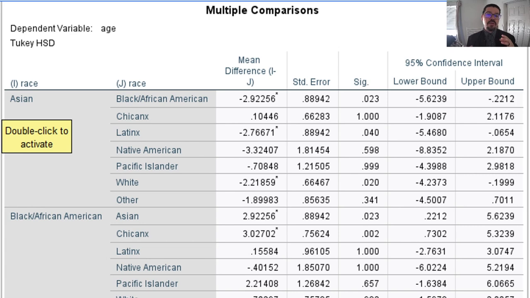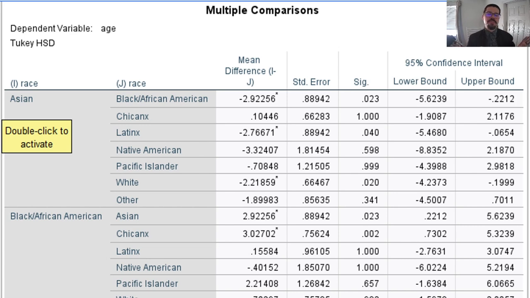And because our dependent variable is age, what we are asking is, are there significant differences in the ages of our Asian students when compared to our Black students? Between our Asian students and Chicanx students, Asian students and Latinx students, so on and so forth. So we have this mean difference column, we have a standard error column, but what I want to point out here is this significance column. Now, the significance column is what's going to tell you whether or not there's a significant difference between the two groups that are being compared.